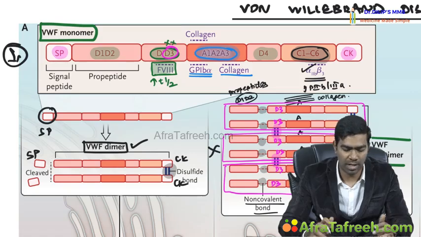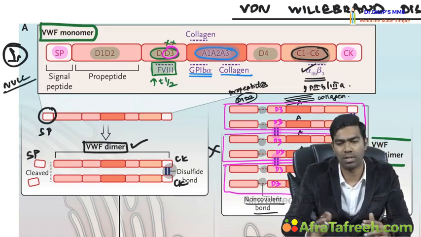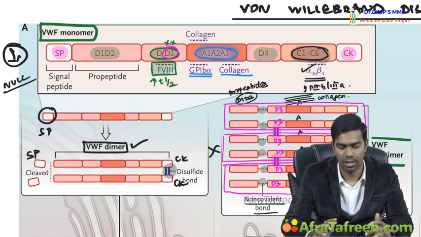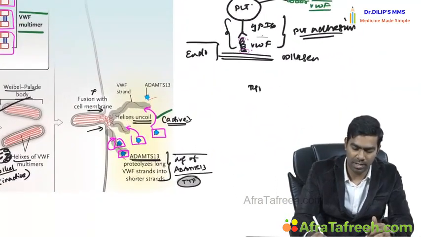Reduced synthesis of von Willebrand factor typically happens due to null mutations, which means some stop codon will come into it, and because of that the von Willebrand factor will not be synthesized. Or the quality of the von Willebrand factor can be altered by mutations at various places. For example, there are basically 3 types of von Willebrand disease: type 1, type 2 and type 3. We are going to discuss all these types in great detail, but let us give you an orientation about what von Willebrand disease is and what its types are.